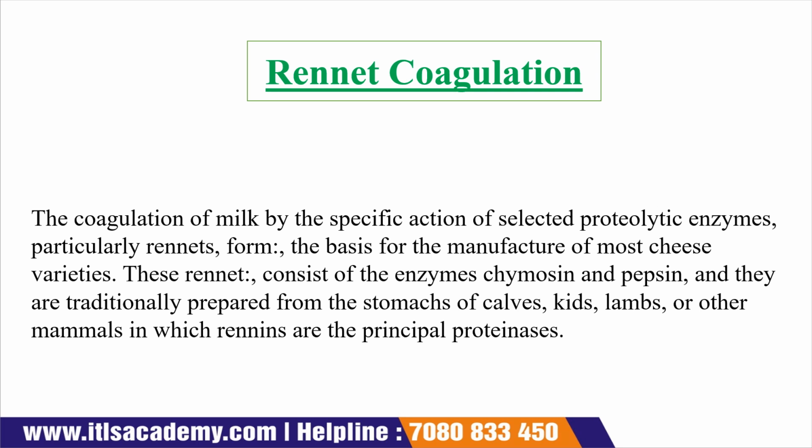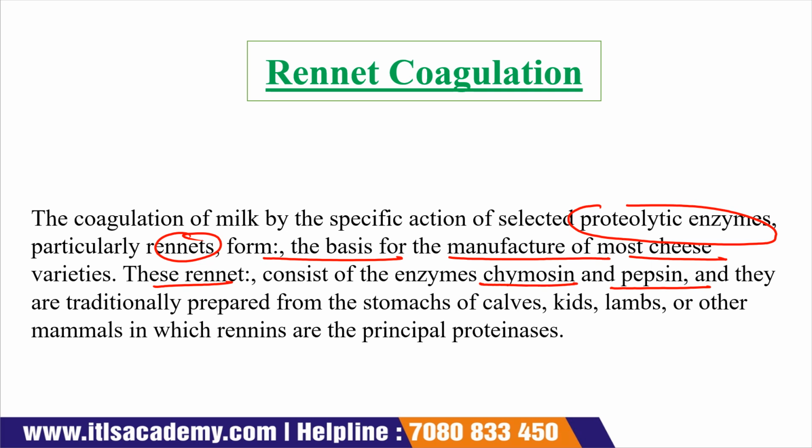The coagulation of milk by the specific action of selected proteolytic enzymes, particularly rennet, forms the basis for the manufacturing of most cheese varieties. These rennets consist of the enzymes chymosin and pepsin, and they are traditionally prepared from the stomach of the calf, kid, lamb, or other mammals, in which these are the principal proteins. So this is about rennet coagulation, and this is about the changes that occur in milk components during processing.